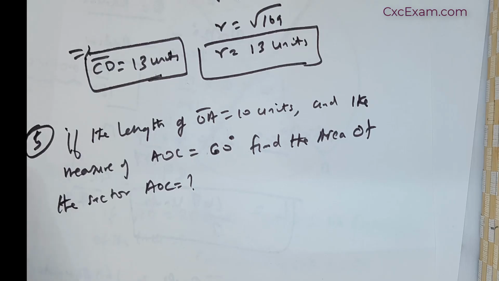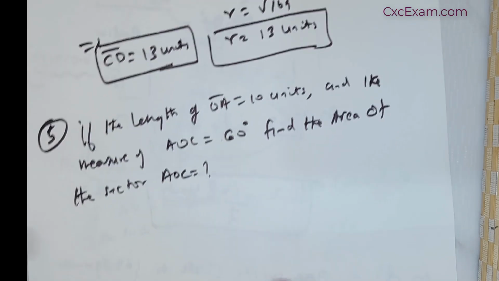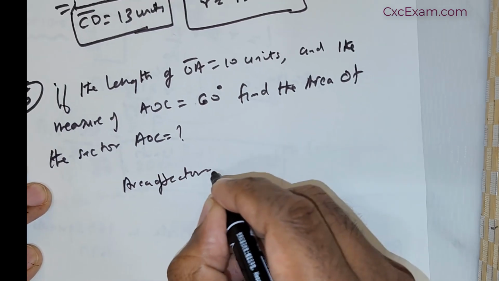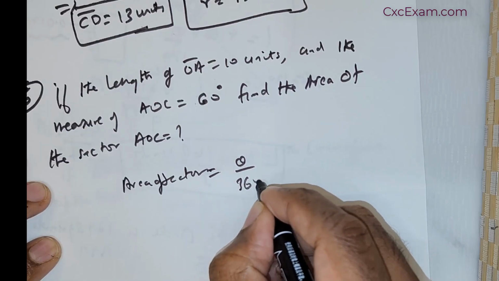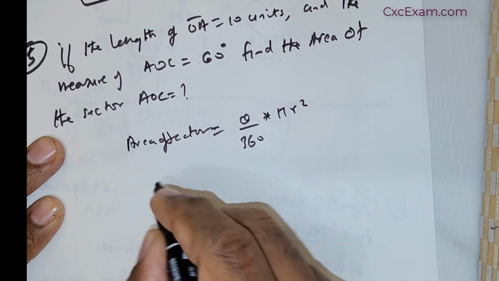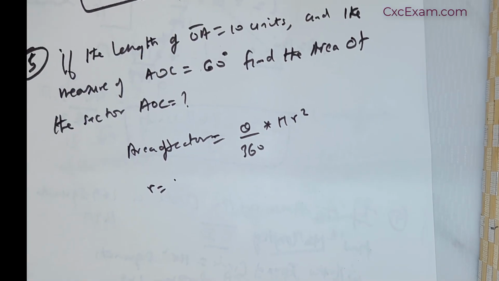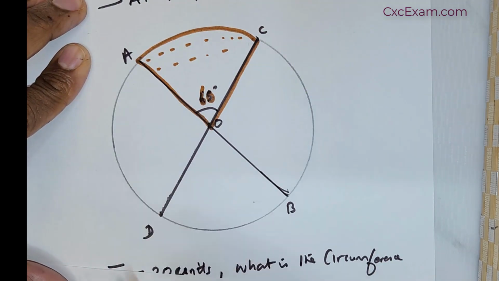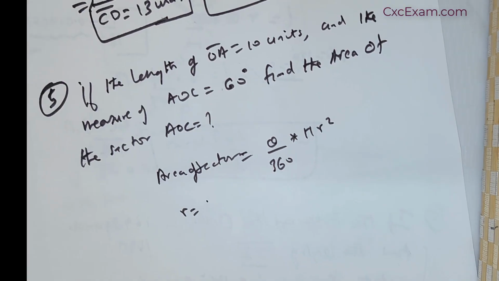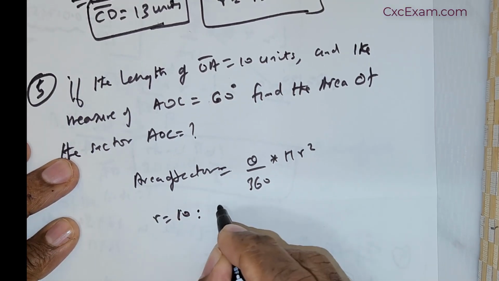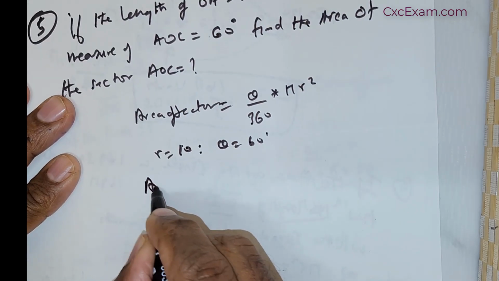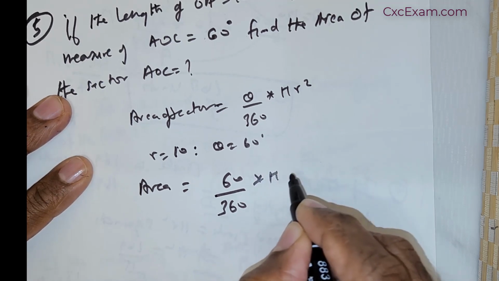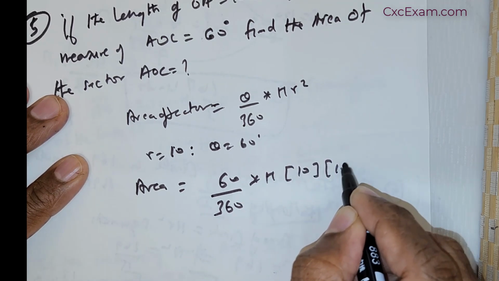Now let me go back and give the sector formula. So area of sector is equal to theta over 360 multiplied with pi r squared. Now OA is R, right? So OA is R, this is given as 10 units. So the radius is 10 units there. Now theta is 60 degrees. So area is 60 divided by 360 multiplied with pi times r, which is 10 into 10.